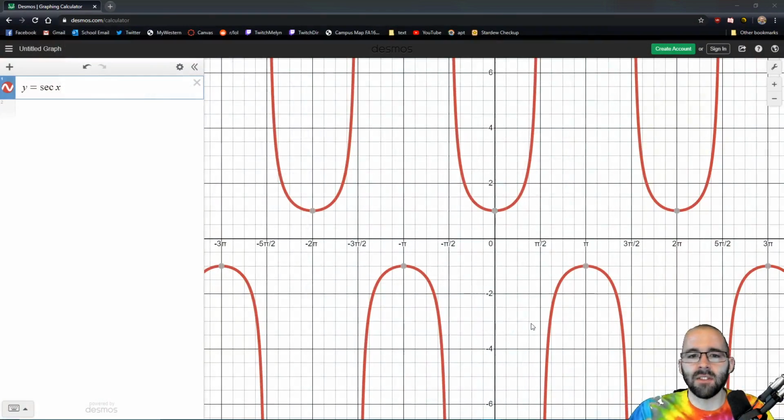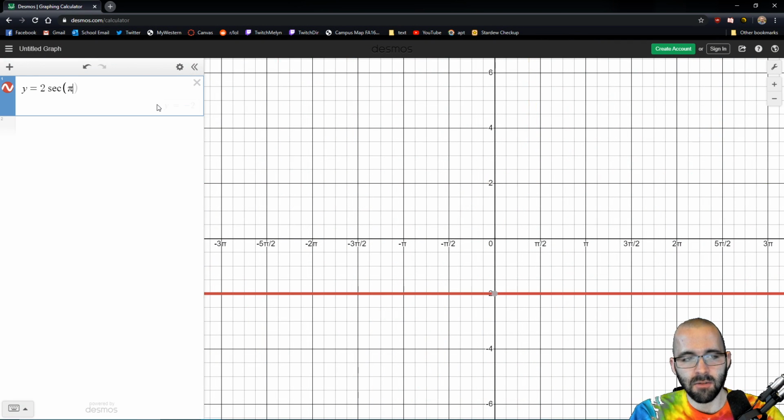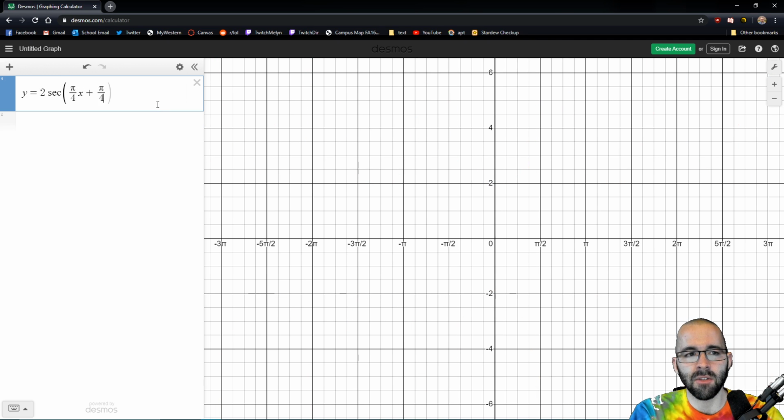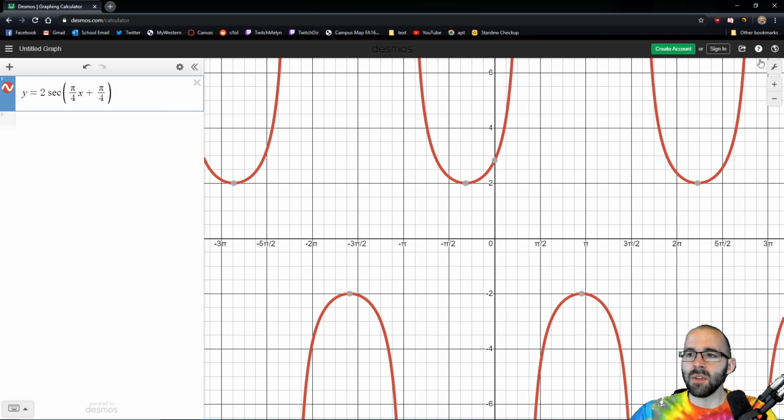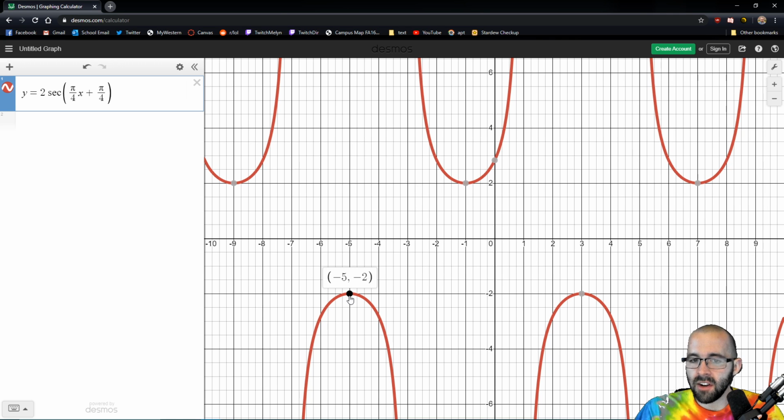Let's check our answers. We're graphing 2 secant of pi divided by 4 x plus pi over 4. Now we said the stretching factor is 2. Great. It goes down to 2, goes down to -2. Stretching factor of 2 checks out. We said the period was 8. Well, -5 and 3 have a distance of 8. Likewise, -1 and 7, these x values also have a distance of 8, so we're good on the period. And the asymptotes, we said the first one, oh dear.